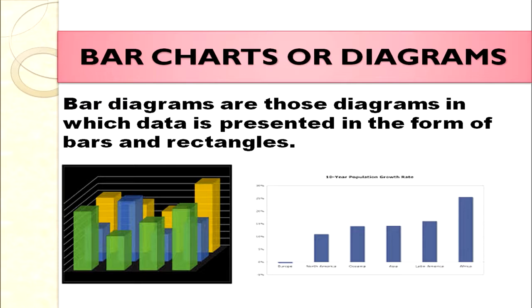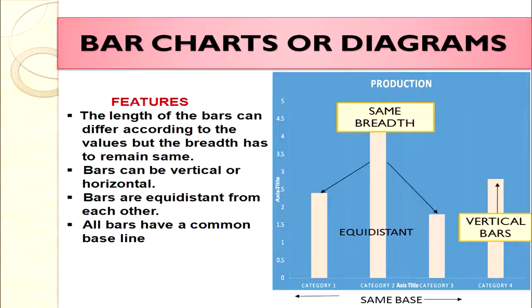Now, when we talk about bar diagrams, they may be horizontal or vertical. So, we are saying bar diagrams are those diagrams in which data is presented in the form of bars and rectangles. Before we discuss different types of bar diagrams, we must know the key features of bars, and only then can we construct the different types of bar charts.